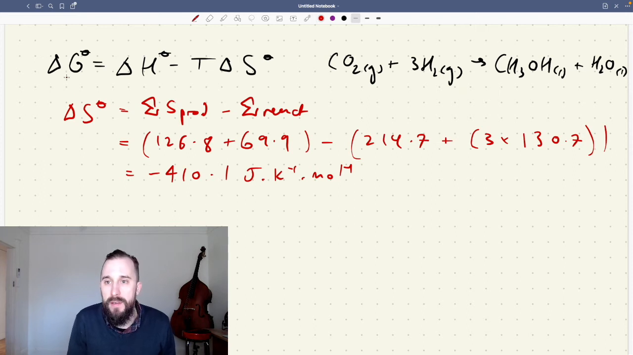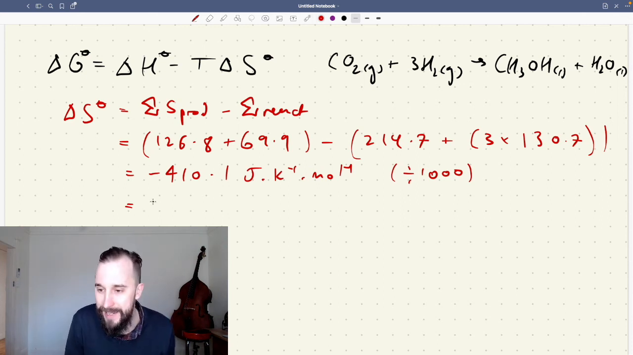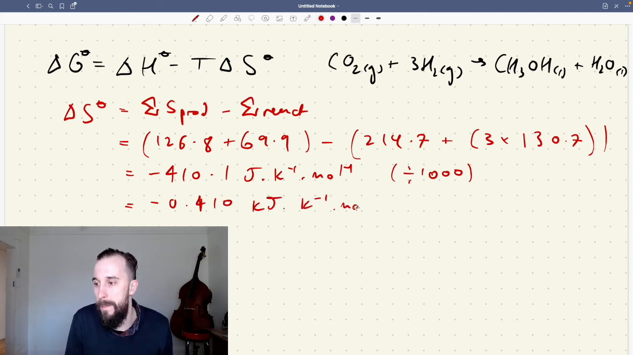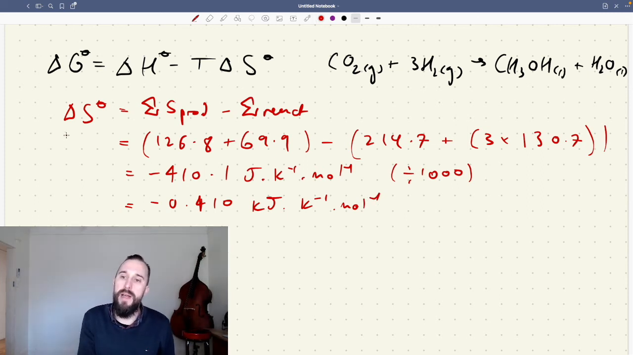Now, we've got to convert this because we have kilojoules per mole for the enthalpy, and joules per Kelvin per mole for the entropy. You could convert these to joules, but why don't we just do one step instead of two steps? Let's divide that by 1,000 to end up with kilojoules per mole, which is minus 0.410 kilojoules per Kelvin per mole. Nice one. Now we've got our delta S.